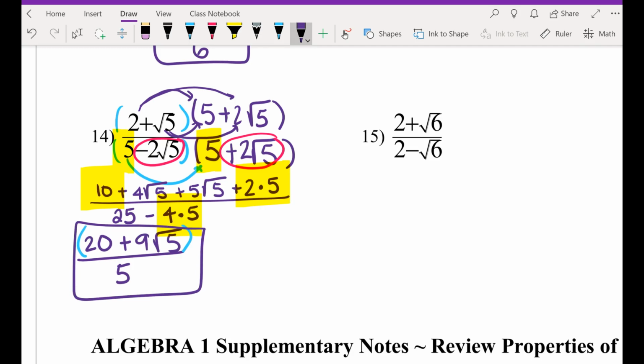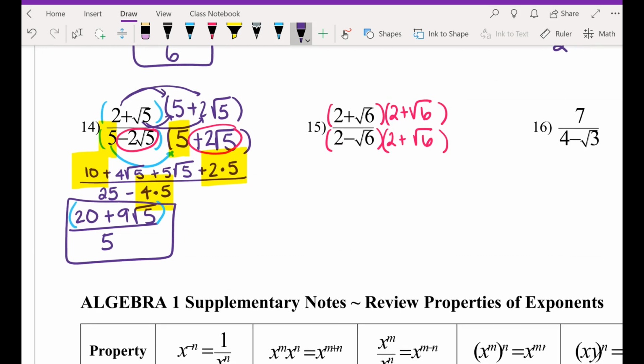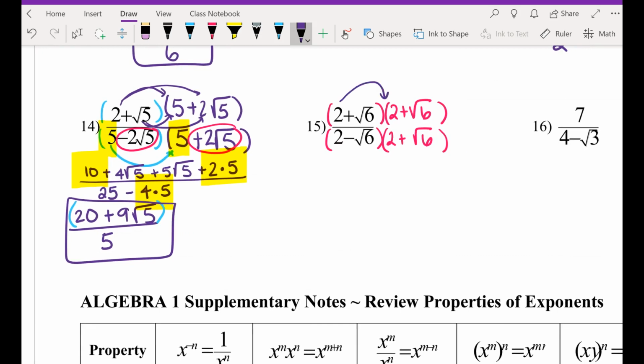All right, we'll do number 15 together, and then I'll have you do the next one on your own. So how do we rationalize? What's a conjugate for 15? 2 plus rad 6. When you multiply on the bottom, you multiply on the top. On the top, we have to multiply everything out. So here we go. 2 times 2 is 4. 2 times rad 6 is 2 rad 6. Rad 6 times 2 is 2 rad 6. And rad 6 times rad 6 is simply 6.